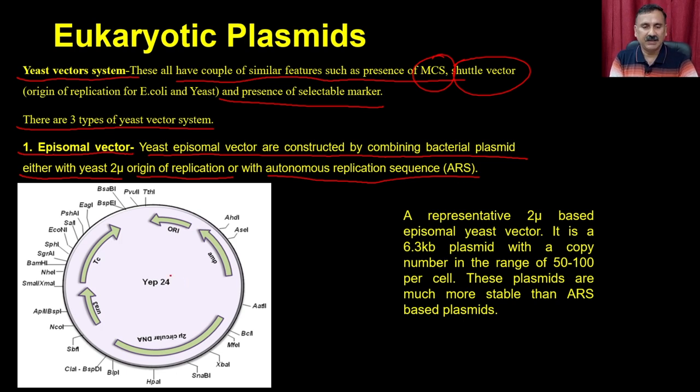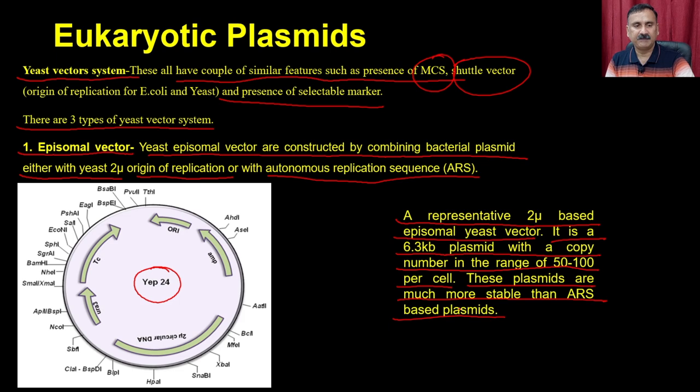One such example is the YEp24, yeast episomal plasmid or vector 24, where they have taken the bacterial plasmid as well as the origin of replication from the yeast. A representative 2 micron based episomal vector is a 6.3 kb plasmid with a copy number in the range of 50 to 200 per cell, and these plasmids are much more stable than the autonomous replicating sequence based plasmids.